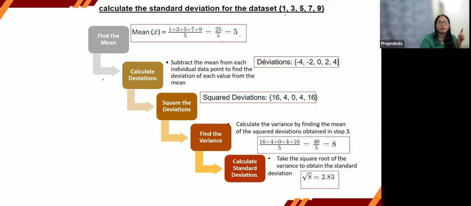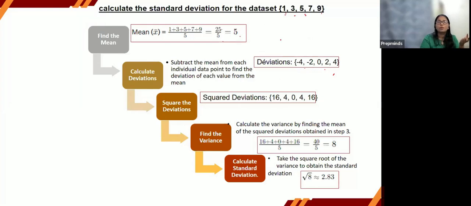Now next you have to find the deviation of each number in the set from the mean, right? So that means subtract the mean from each of the individual data points to find the deviation of each value from the mean. So how much 1 is away from the mean, that is 1 minus 5, which is minus 4, right? Similarly, 3 from 5 is minus 2. 5 from 5 is 0. 7 from 5 is 2. 9 from 5 is 4, right? So we got the deviation of each of these numbers.